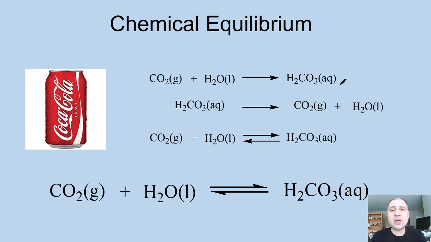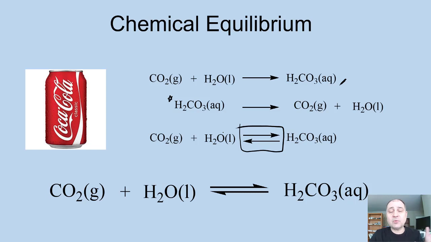Initially when you pressurize the water, you have no carbonic acid, so the forward reaction of carbon dioxide and water proceeds at some rate, as I've shown here. But the minute the carbonic acid forms, it decomposes. It reacts back and forms water and carbon dioxide, which I've simply written as the reverse reaction. So that is a reversible reaction, indicated with this double arrow here.